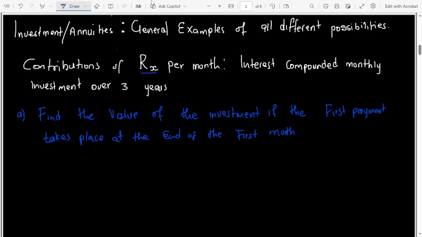Okay, let me quickly highlight this now. The most important thing here is the first payment. I'm not sure if you can see that I'm trying to highlight this, and it takes place at the end of the month. It's very important that we highlight that, because the end of the first month is also important. Please keep that in mind. I'll also underline that part: the first payment at the end of the first month.